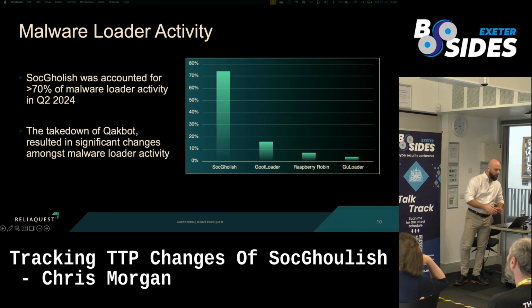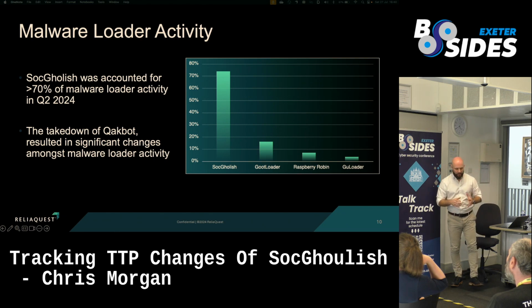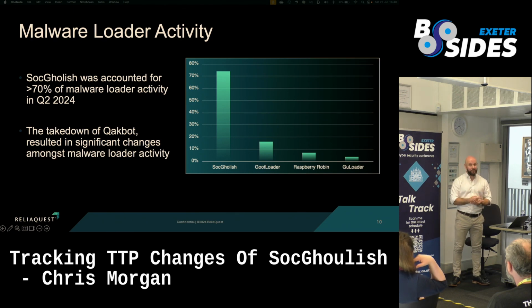And in terms of malware loader activity in general, this graph basically represents the total observations of malware loaders from the 1st of January this year to the 9th. So you can see SocGhoulish was representing over 70% of the malware loader activity that we'd observed between this time period. And one of the really interesting things I want to point out is we released a report last year right before the takedown of the Quackbot infrastructure, or Qbot that you might have heard of. And at that time, SocGhoulish was around 33% of the total activity.